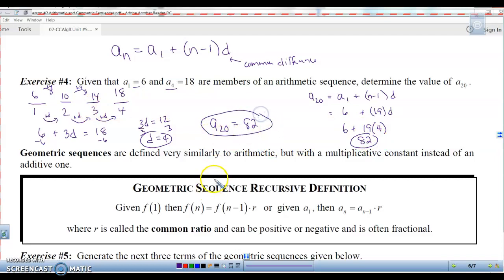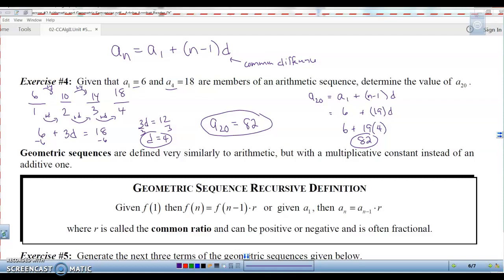Okay, so the trick to doing an arithmetic sequence: you are adding something one less time than the term number, because you're starting on the first term. So first term plus whatever you're adding or subtracting, one less than whatever this number is right there. Okay, so that's an arithmetic sequence.